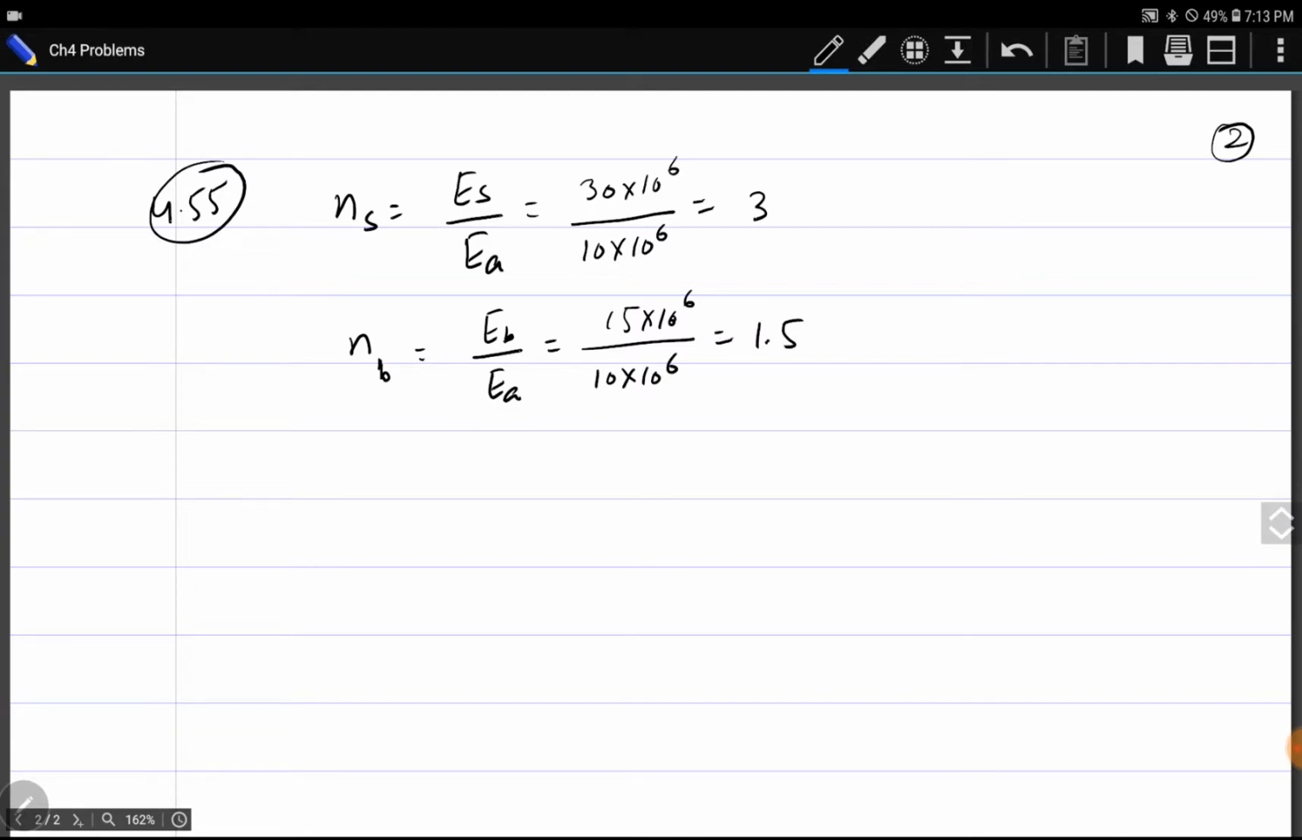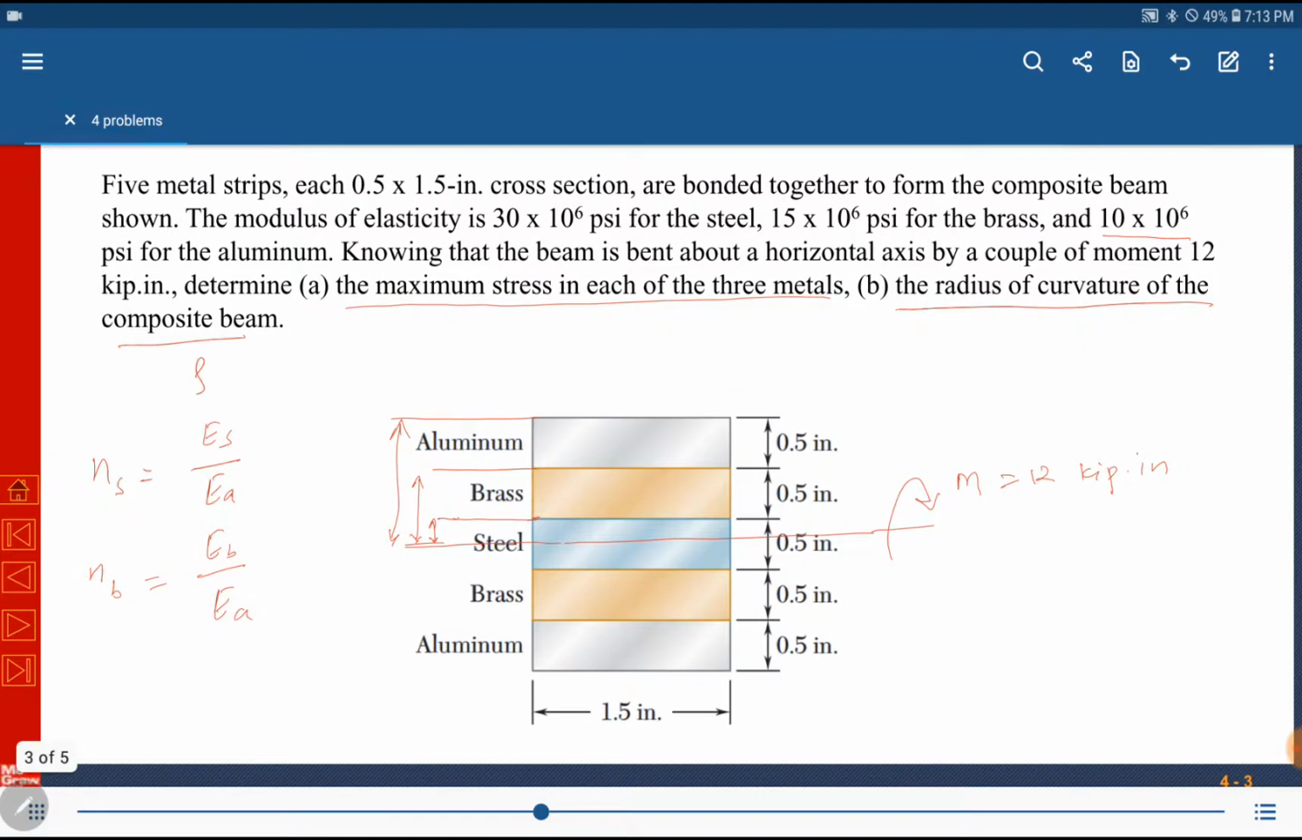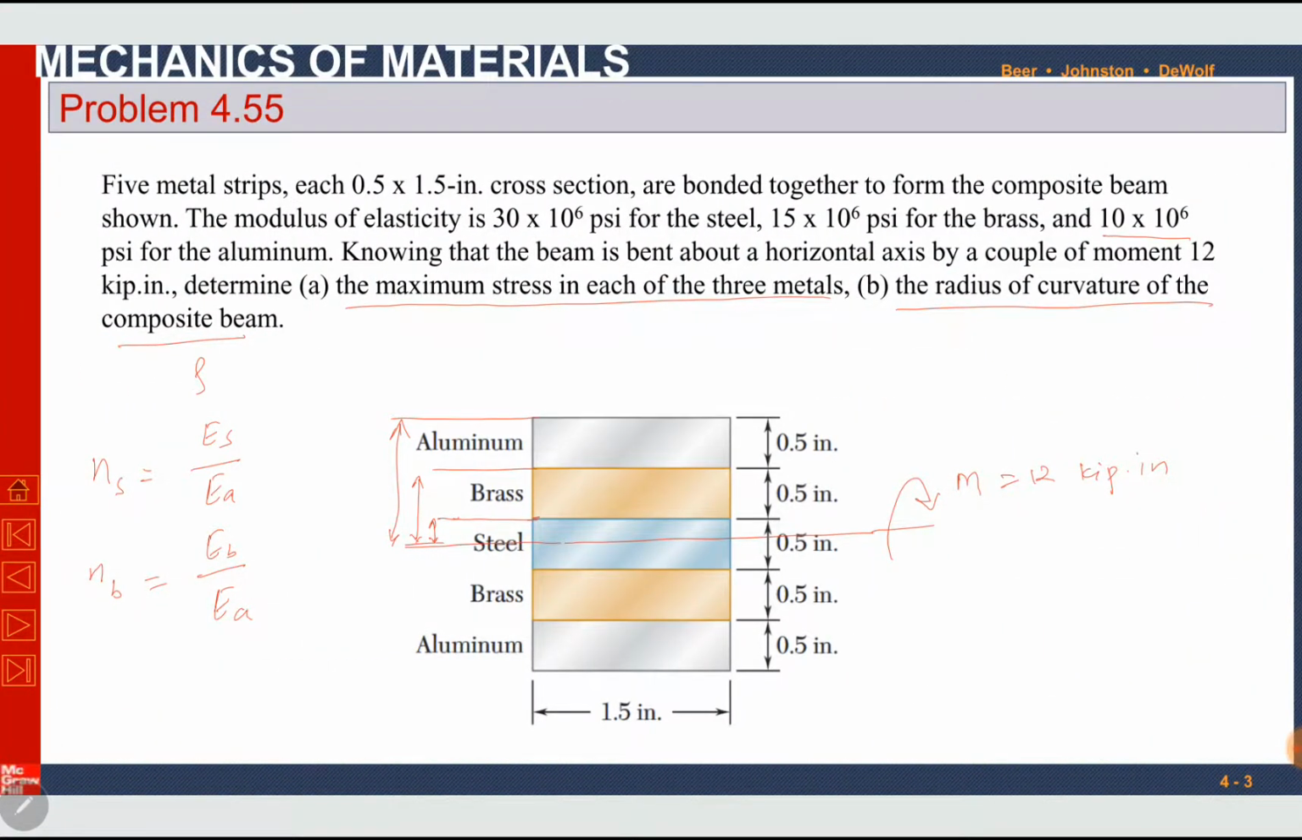We have two values of N. So we will multiply N for steel, NS, with the width of the steel section, and NB with the width of the brass section. Okay. Just remember that the center strip is steel, and the strips above the steel and below the steel are brass and aluminum, and aluminum will remain the same.